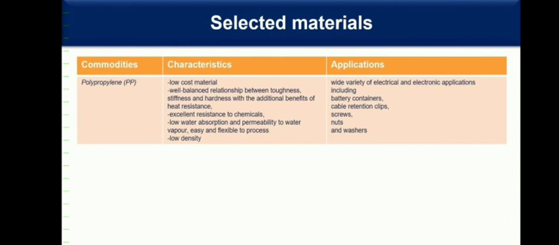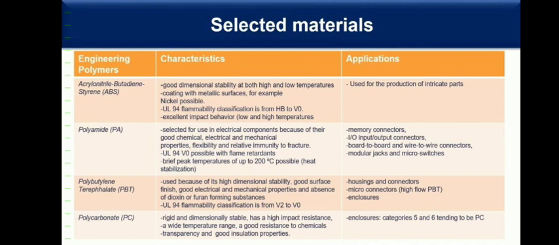And we have a low density, and this results in a variety of electrical and electronic applications. Named as examples are battery containers, cable retention clips, screws, nuts, and washers. Okay, let's continue with the engineering polymers, starting with ABS.